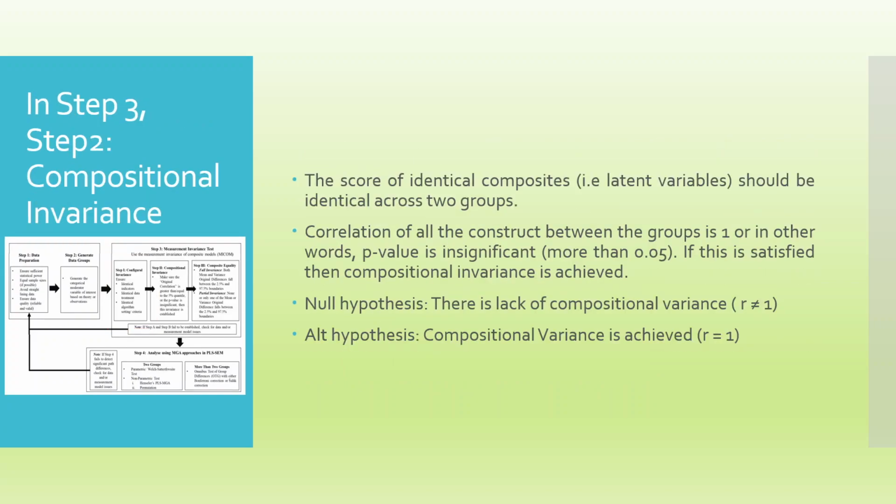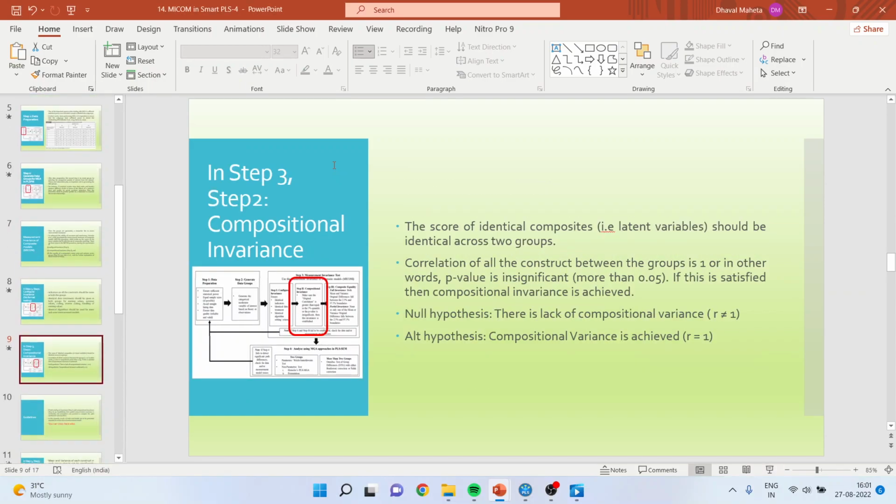The next step is compositional invariance. In this, the scores of identical composites should be identical across the groups. Correlation of the construct between the groups is 1, or in other words, the p-value is insignificant. We should have the p-value insignificant here. If this is achieved, then we can say that compositional invariance is achieved. The null hypothesis is that there is a lack of compositional invariance, and the alternative hypothesis is that compositional invariance is achieved. Now, how can we run this? Let's see in SmartPLS.